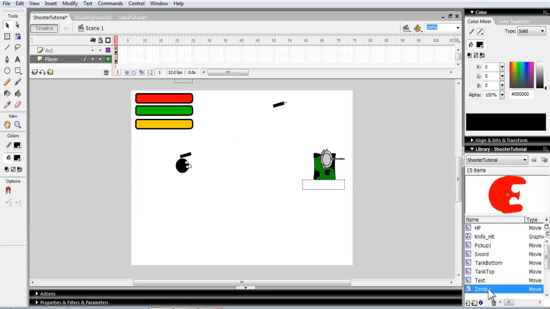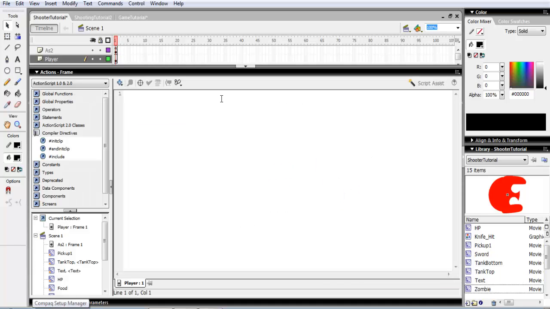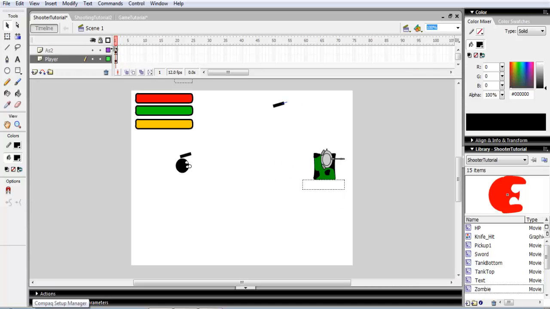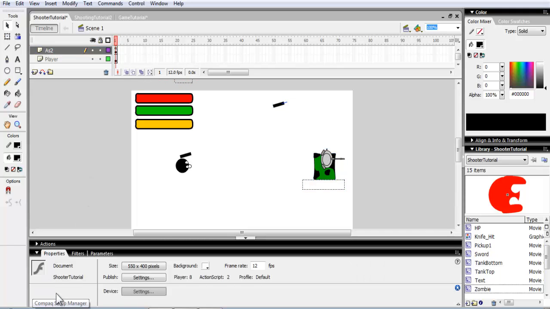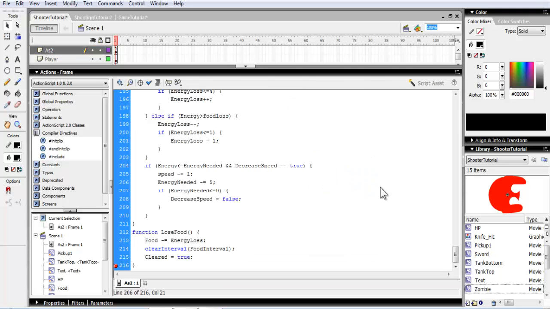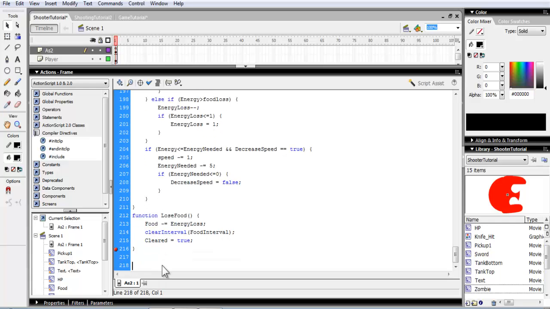So all I've done is make a red zombie thing, no animation, just a zombie. But what we're basically going to do first is make some functions. So go down here and we'll actually make some variables.